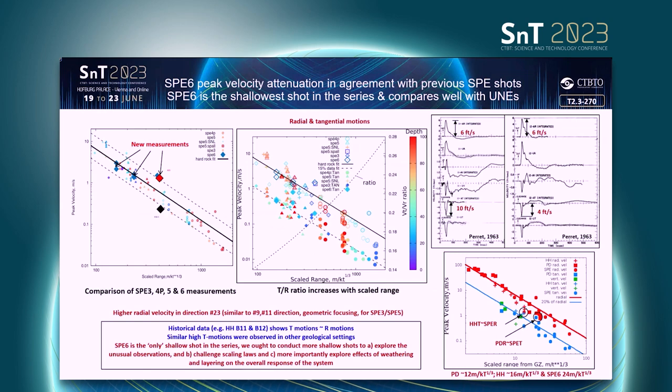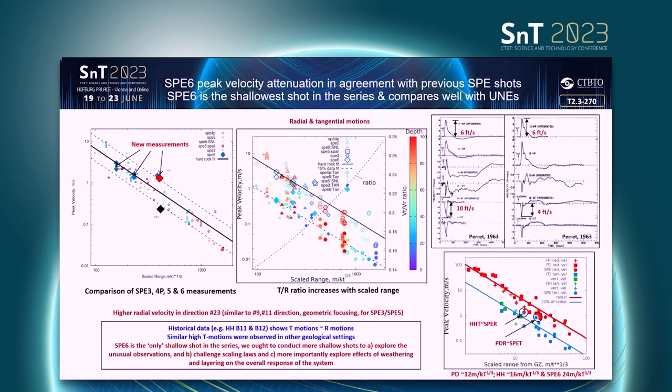SPE6 is a more challenging one because it's very shallow and the scaling laws are really made for deep shots. So this is more challenging than the first five. Yet SPE6 responded quite well, as if it was similar to the others. That's because the granite is a strong layer up to about 17 meters or so. So it responded as expected, and it did not defy the scaling laws in some ways.